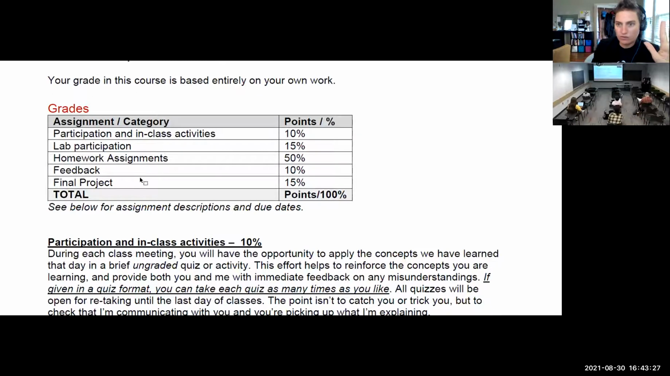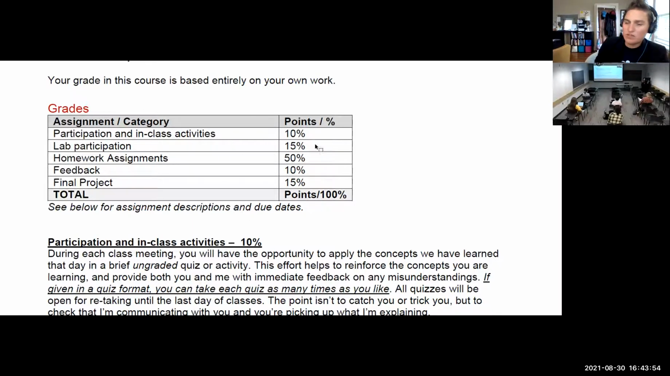Okay, now, here's what your grade is going to be made up of. We have participation in in-class activities. Those are quizzes that I've talked about before. Your quizzes are graded, but you can take them as many times as you want. They're truly for me to understand whether we are communicating well, whether you're picking up the information that I'm explaining to you, and whether I'm explaining it well.